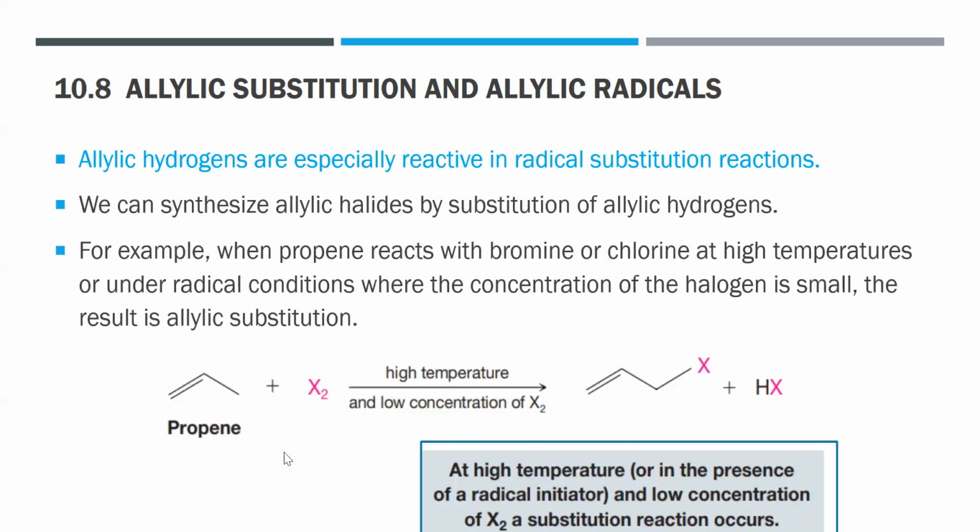So you have to be careful whenever we have allylic positions, especially for your alkene, because we may not be able to do addition reactions of our halogen, but instead we do substitution reactions at the allylic position.